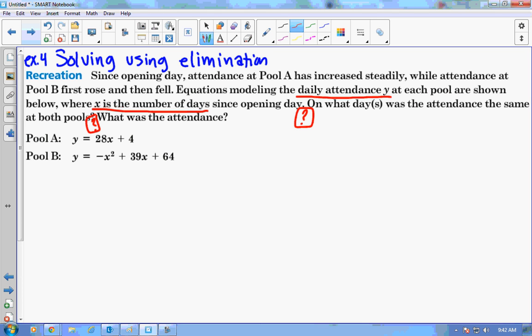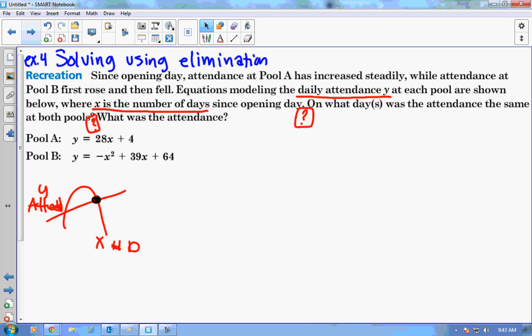Which variable represents the attendance? The Y. So if we had a graph, I'm just going to draw a random graph, something like this. Say that's where we are looking for. X is number of days. Y is attendance. So what are we looking at on the intersection point for attendance? We're looking at how high that point is. So we would find the Y value. Okay, but we're going to do this a different way than by graphing it this time.